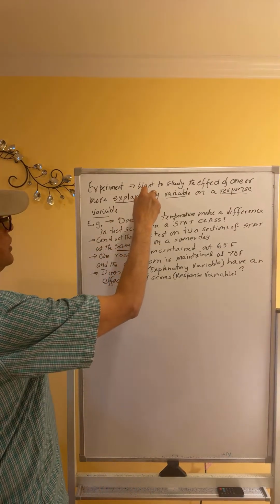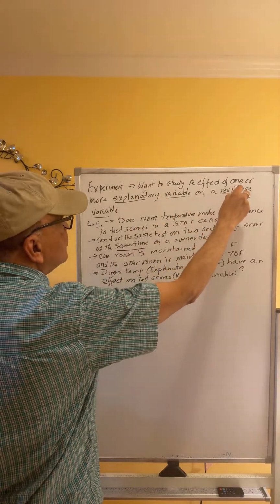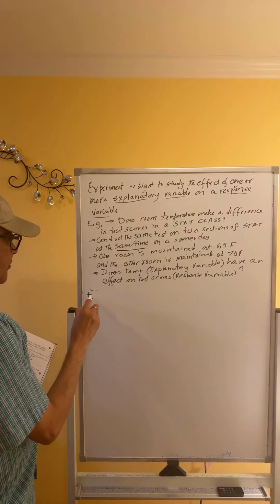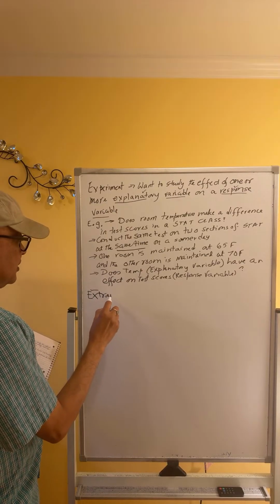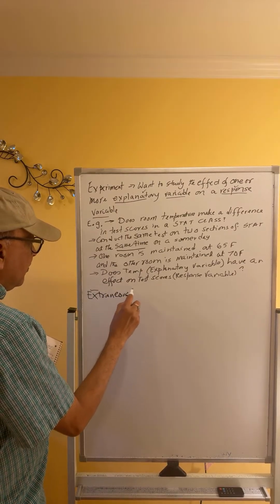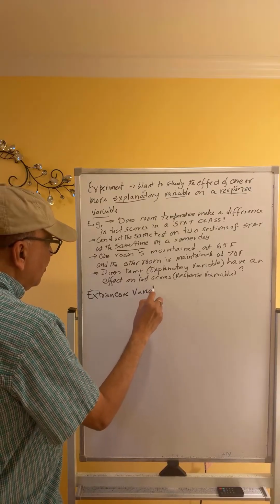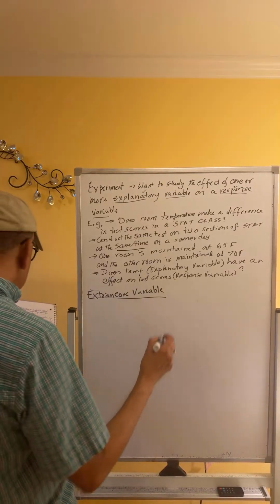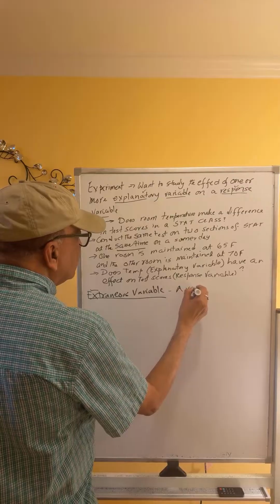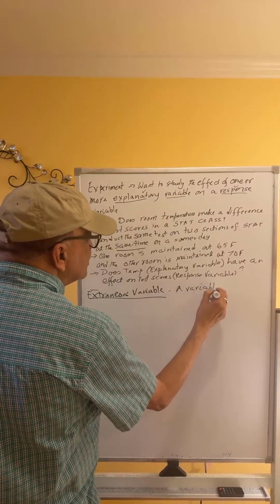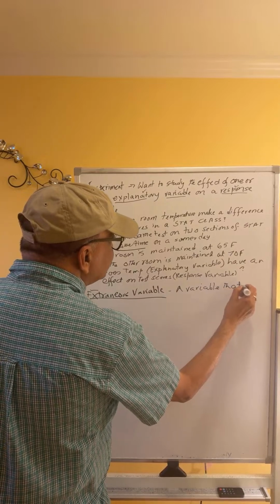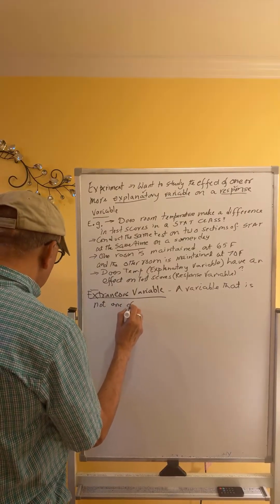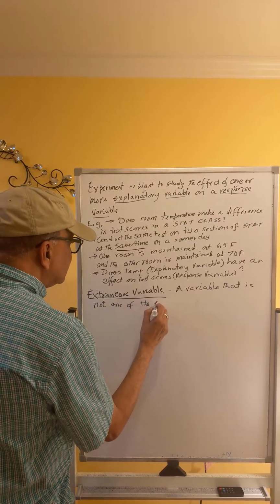So here you saw the explanatory variable and its effect on the response variable. Another type of variable is the extraneous variable. An extraneous variable is a variable that is not one of the explanatory variables.